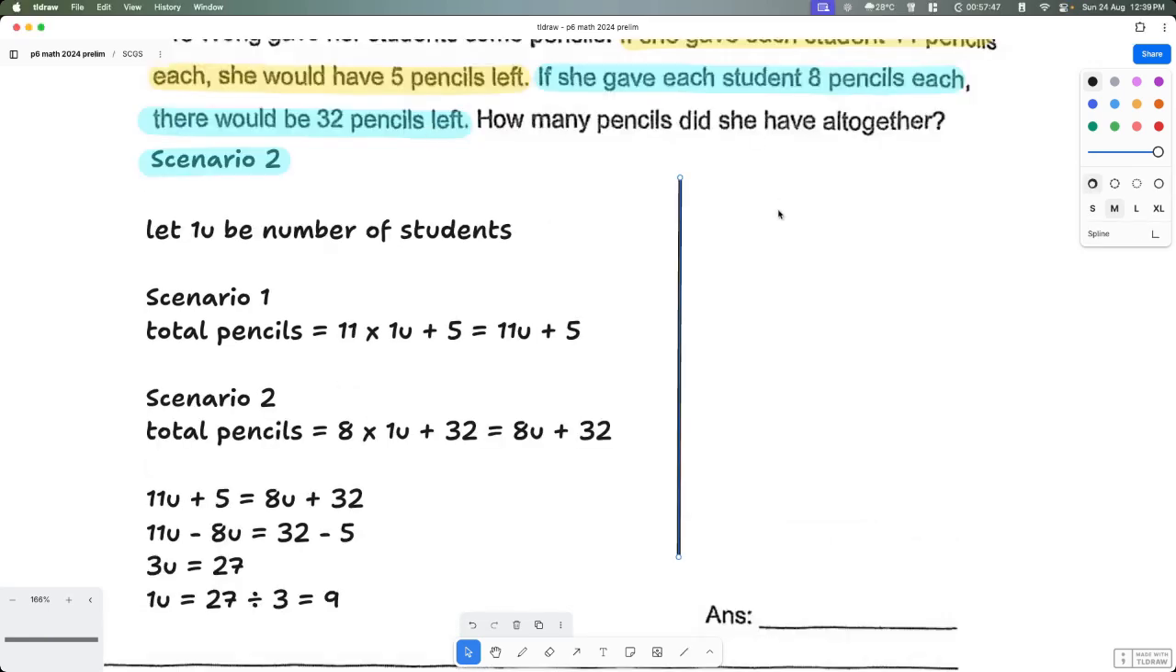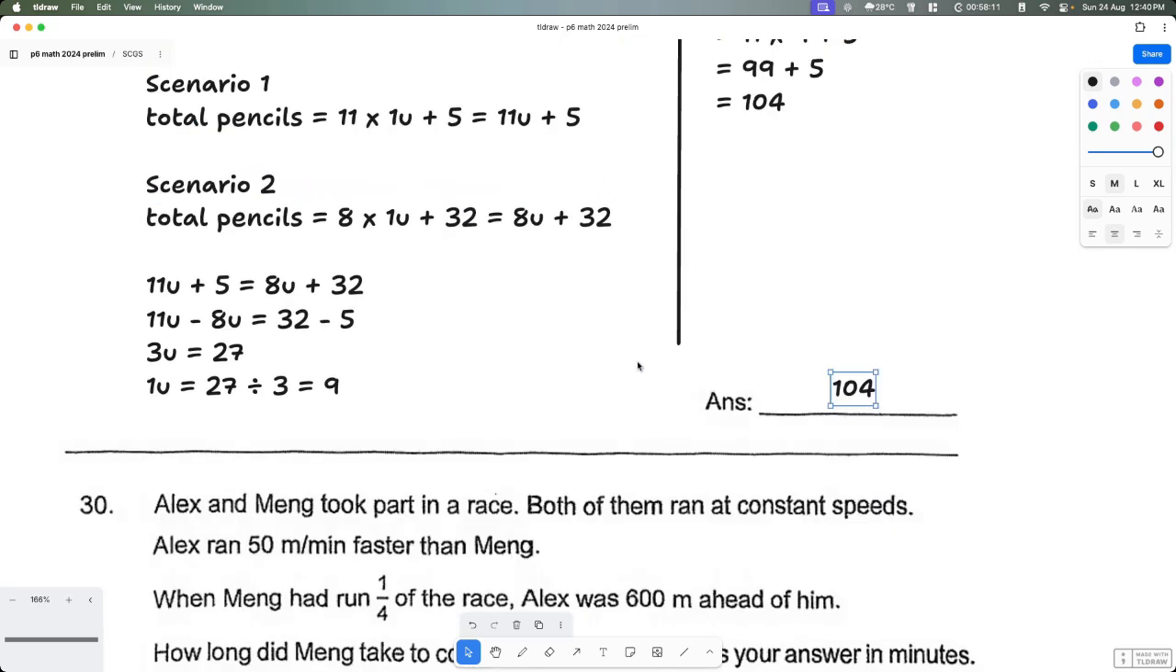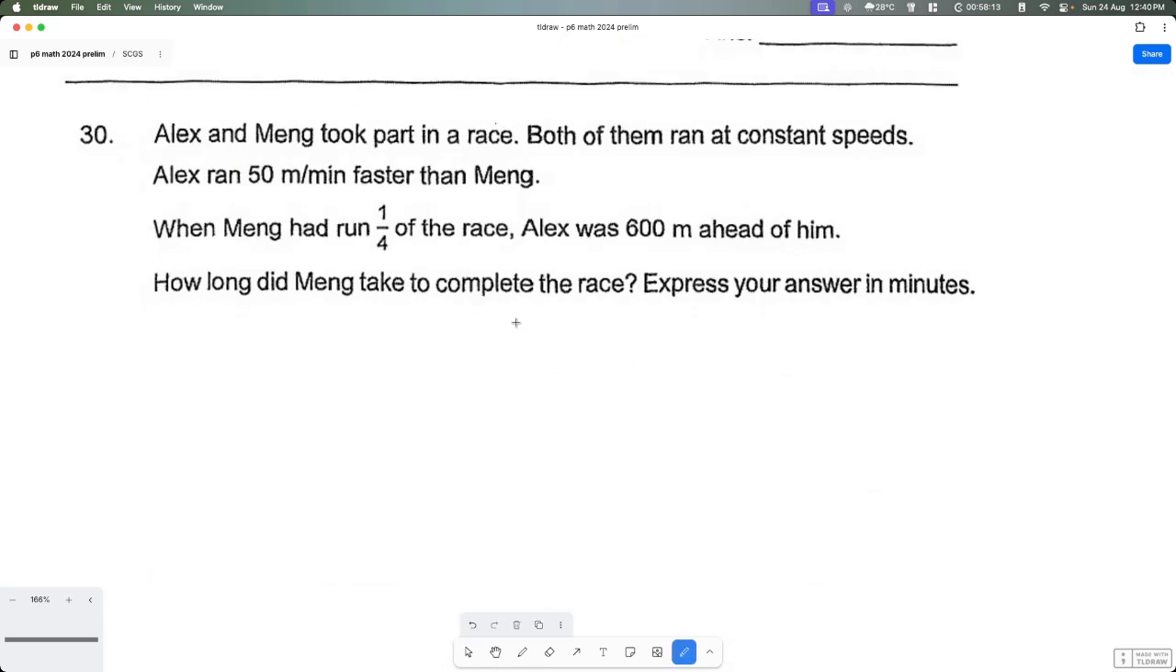Alright, so now we know 1 unit is 9. Then we can find total pencils, which is equal to 11 times 9 plus 5, which is equal to 99 plus 5, which is equal to 104. So total pencils is 104 in this case over here. Okay, let's move on to the last question.